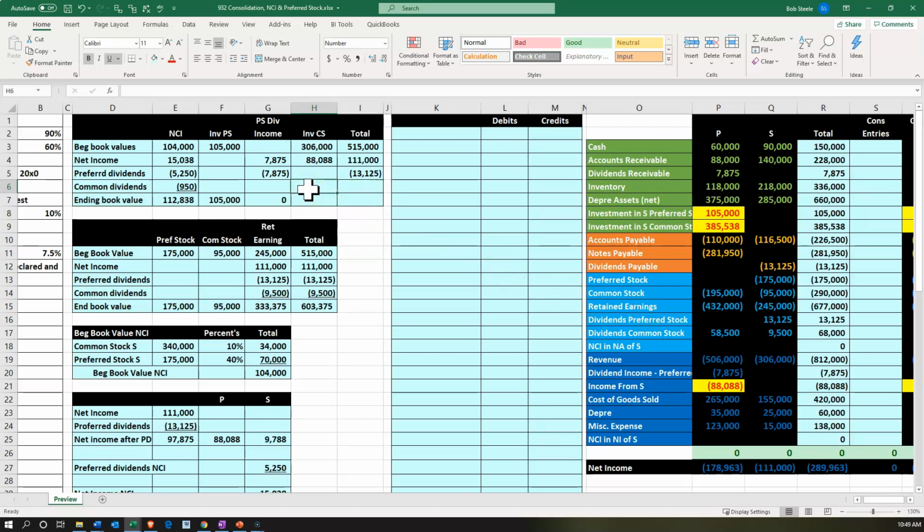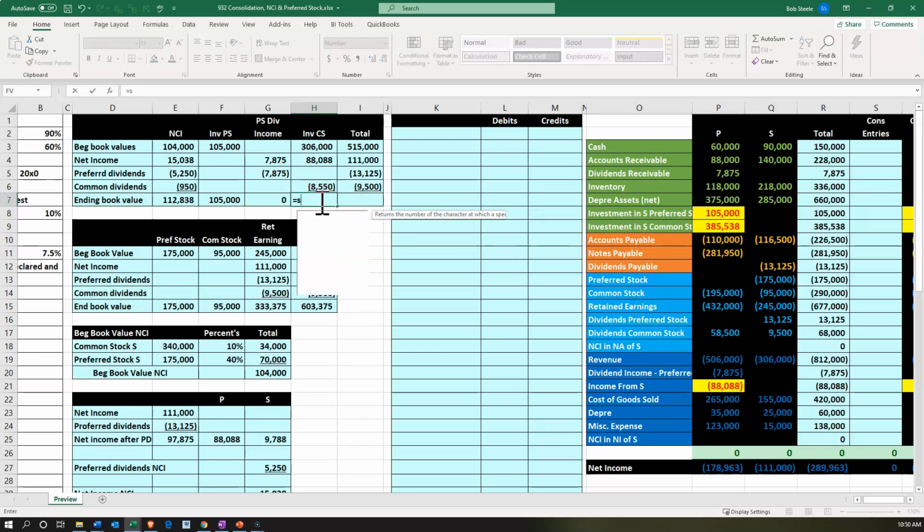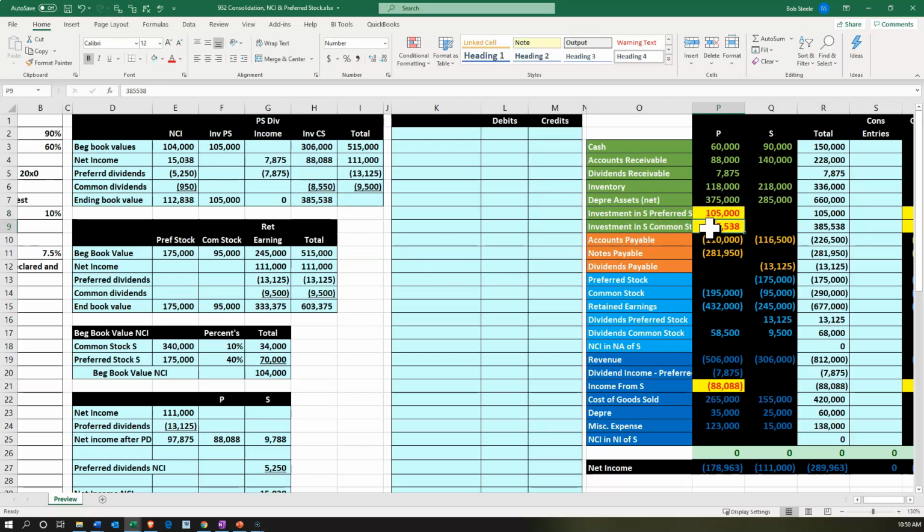Then we're going to go to the common stock dividends for the controlling interest. So I'm going to say negative. We're going to be picking up the common stock, which is the 9,500, multiplying that times the controlling interest, that being the 90%. And there we get the 8,550. If we sum this up, then we're going to get to that 9,500. So there's that 9,500. Then we can sum this up vertically. And that's going to give us our 385,580.